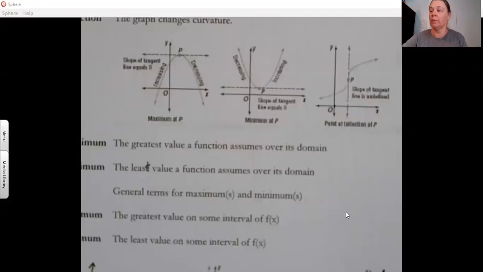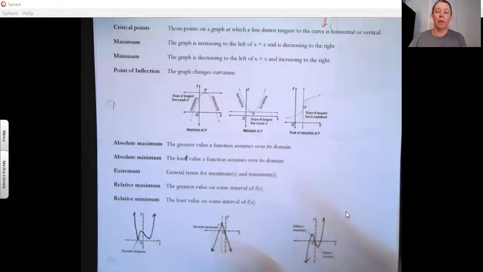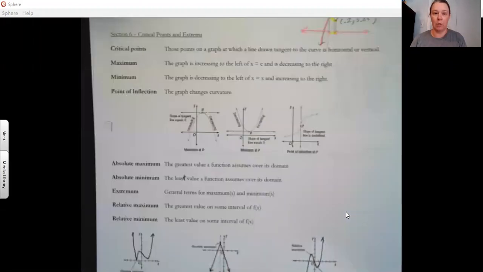Hi, pre-calculus students. Today we're going to talk about section 3.6. So make sure you have your notes and something to write with. Make sure that as we're going through that you are pausing and trying problems on your own.